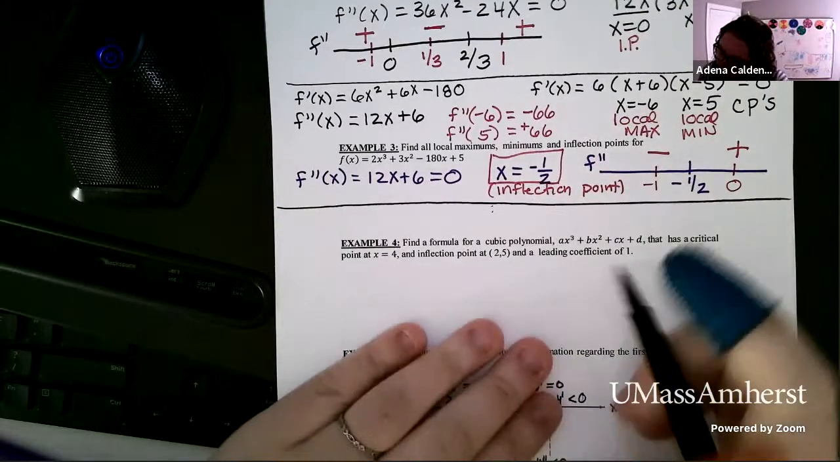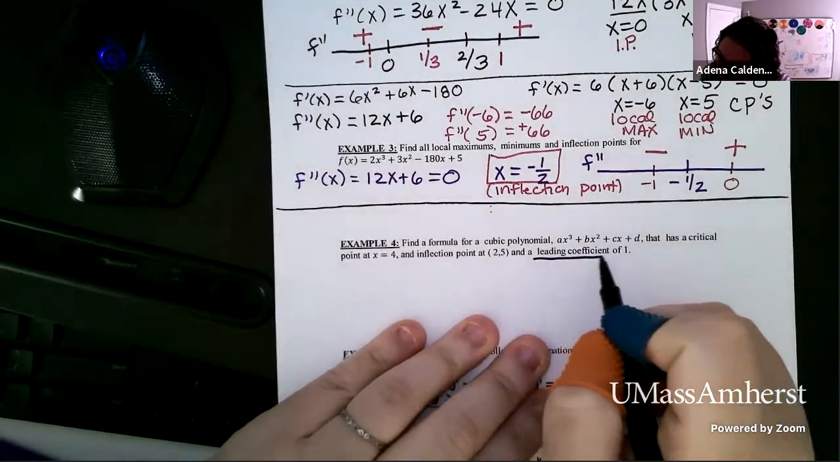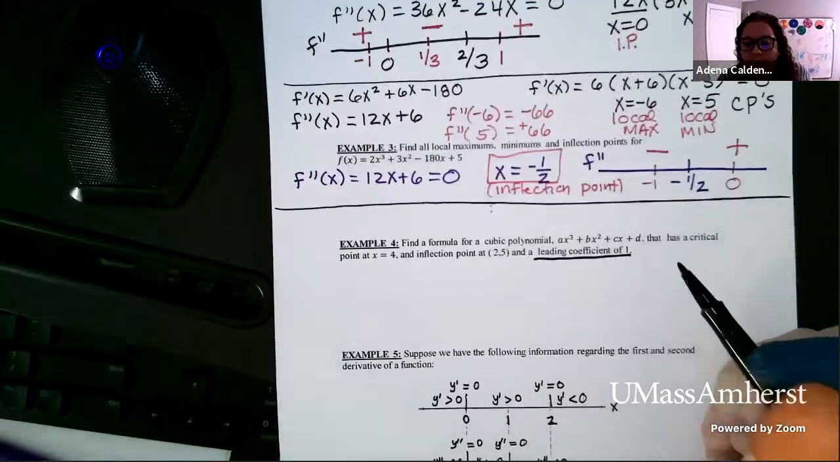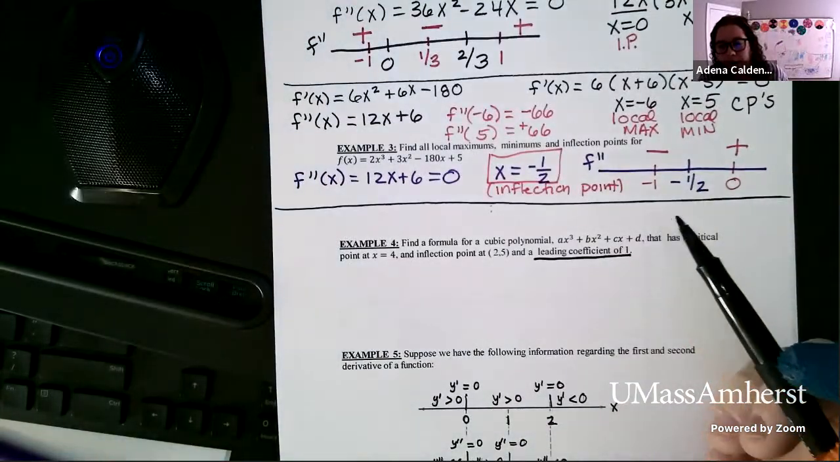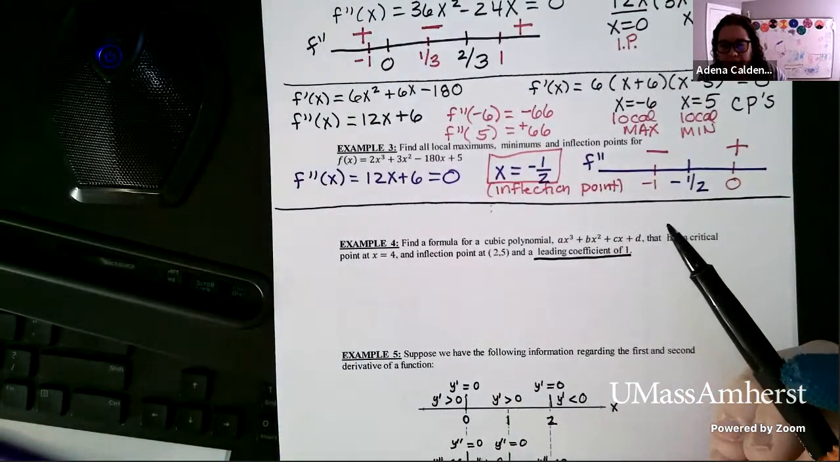Let's talk for a few minutes before I let you start this on what we know. A leading coefficient of 1: the leading coefficient is the number in front of the term with the highest power.